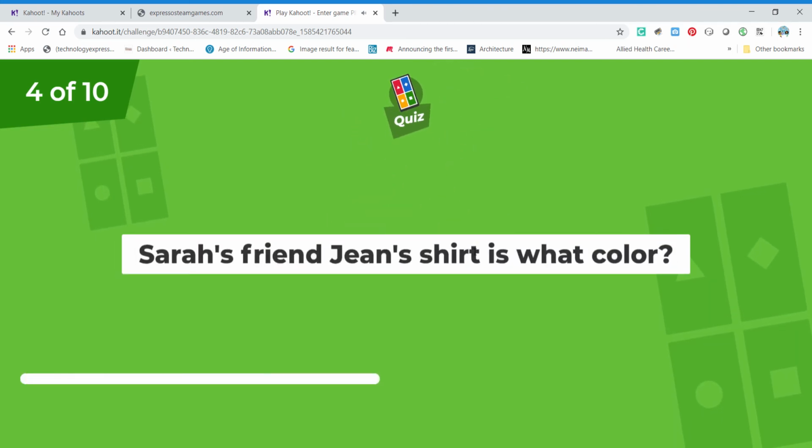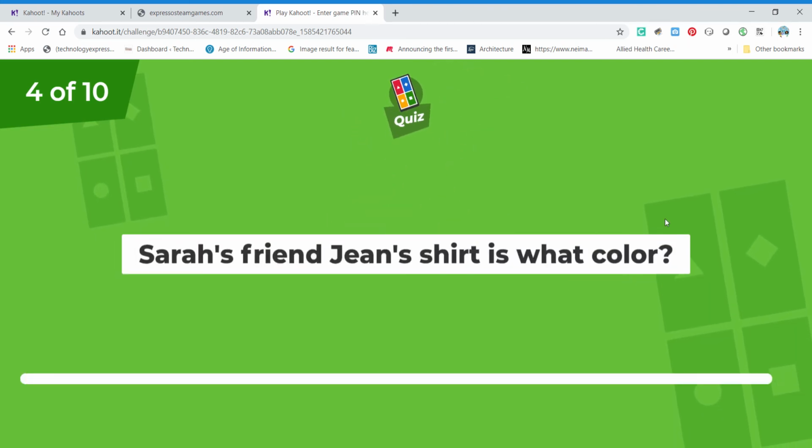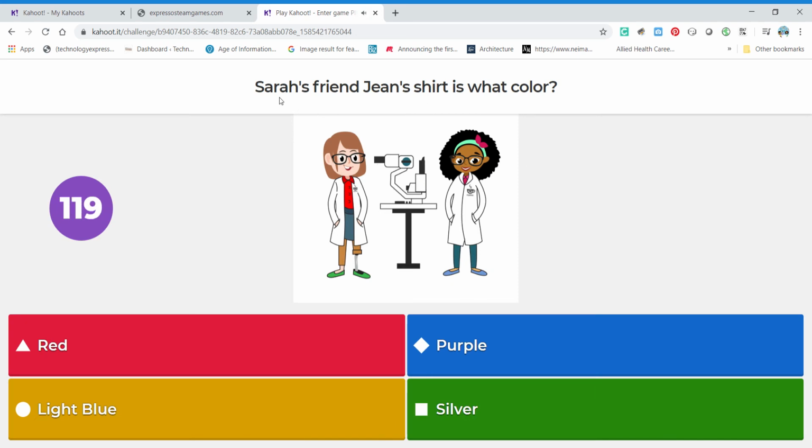All right, Sarah's friend Jean's shirt is what color? So this is Jean. Okay, so now we know her name and we're looking for the color of her shirt. Okay, so that's her shirt right there with the buttons.